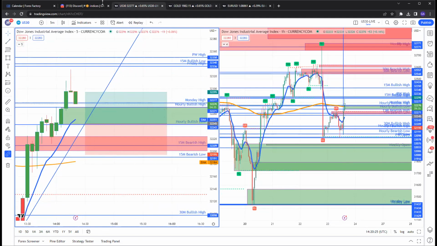So US 30 is coming back down. Does anybody have any question?